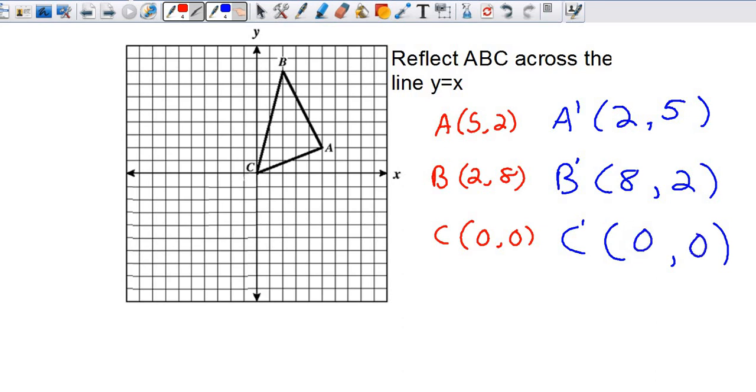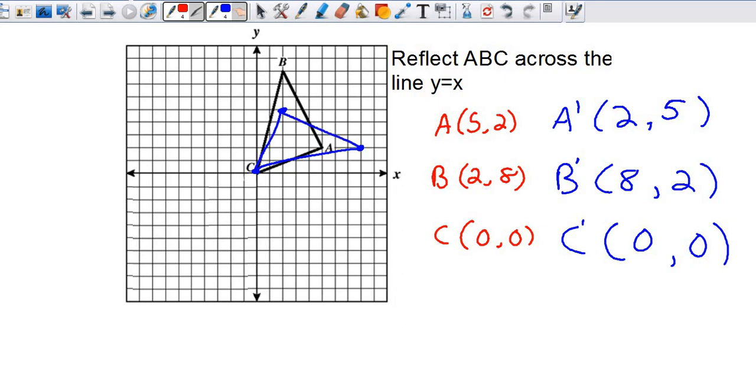So once we go to graph that, 2, 5 would go right 2 and up 1, 2, 3, 4, and 5, which would put A right there. B, we go to the right 8, 1, 2, 3, 4, 5, 6, 7, 8, and up 2, which would put B right here. And then C is still at 0, 0. So if you graph it, it should look something like that.